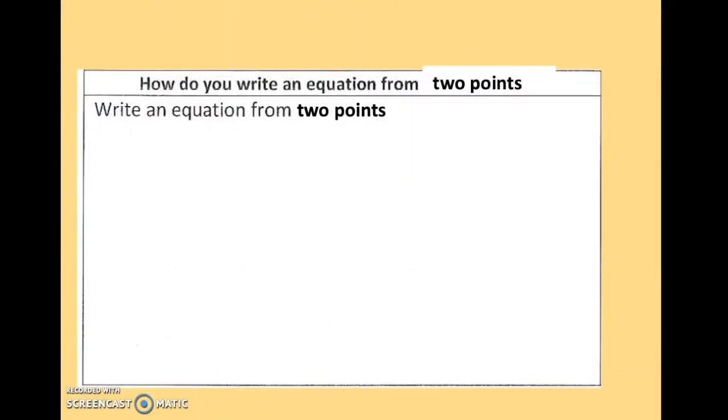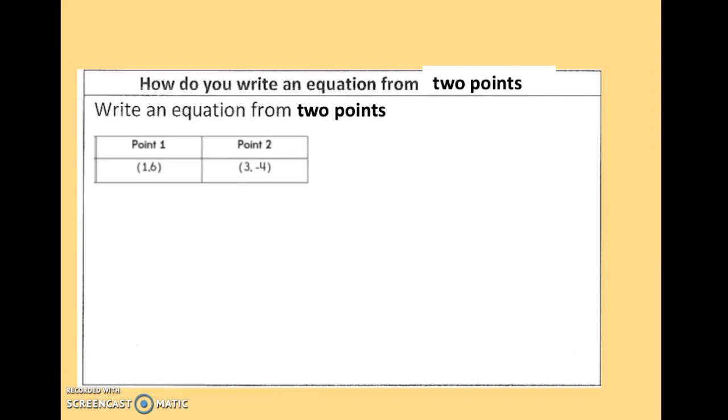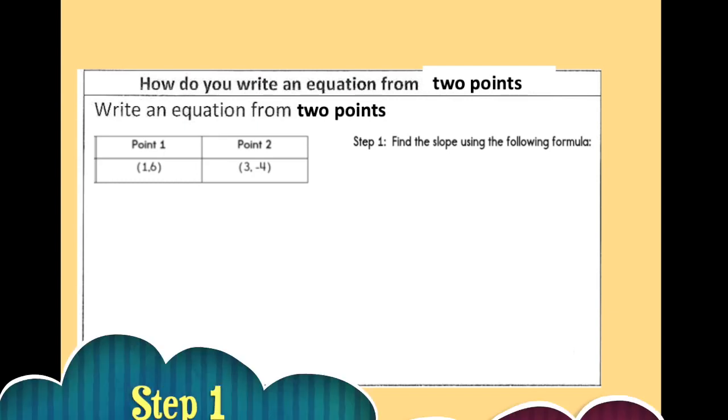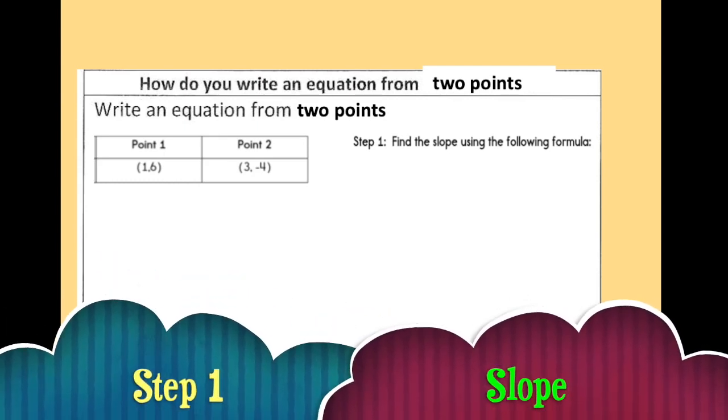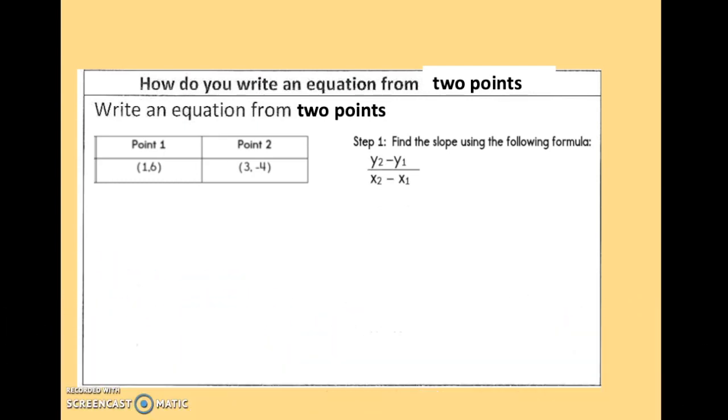Lastly, we're going to look at writing an equation from 2 points. Here are the given points. First step we want to do is to find slope using the following formula: y2 minus y1 over x2 minus x1. Let's pull our points apart and label. That will give us -4 minus 6 over 3 minus 1. Simplify that out, leaving us with our slope, m is equal to -5.